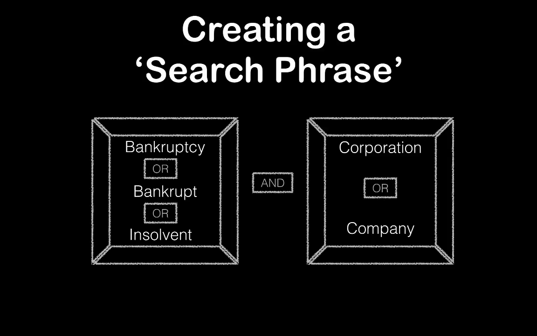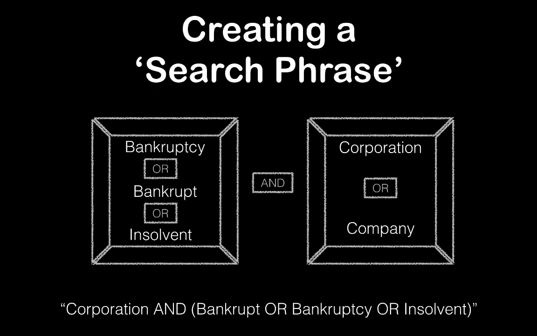And then the way that you put together your search phrase is you group together your synonyms in parentheses. So you would say corporations and then in parentheses, bankrupt or bankruptcy or insolvent. And so what this will do is search corporations and bankrupt, corporation and bankruptcy, corporation and insolvent.